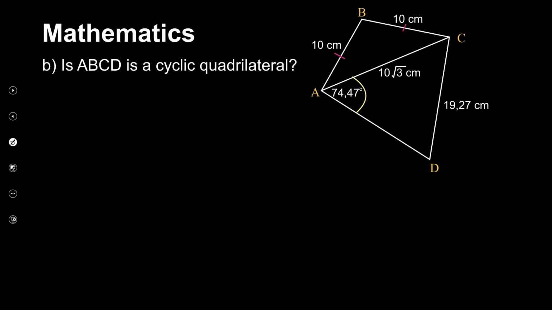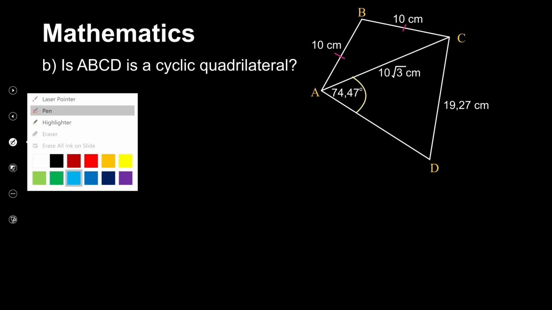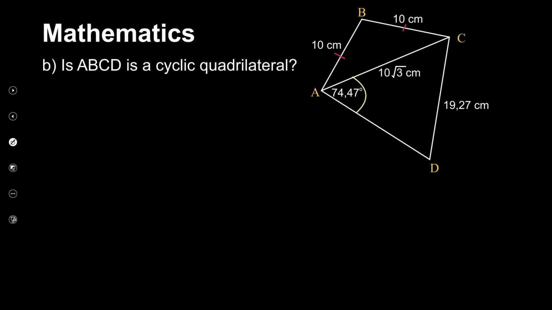Okay, so the second question they ask us is: is ABCD a cyclic quad? So they want us to prove that ABCD is a cyclic quad. Remember earlier we proved that B is equal to 120 degrees. So in order to prove that ABCD is a cyclic quad, if we can find the value of D and show that B plus D equals 180 degrees, then we know that we've proved it's a cyclic quad, because this will mean that the opposite angles of the cyclic quad are supplementary.